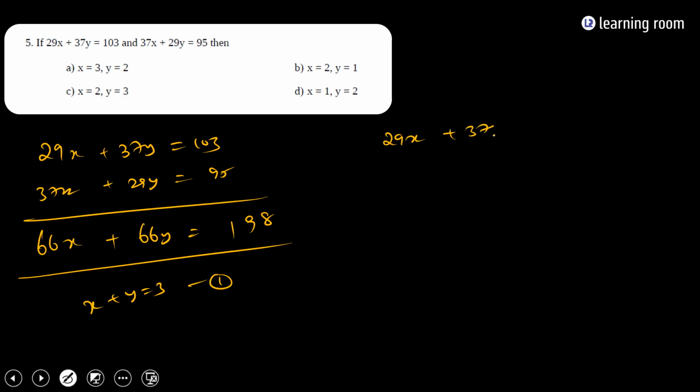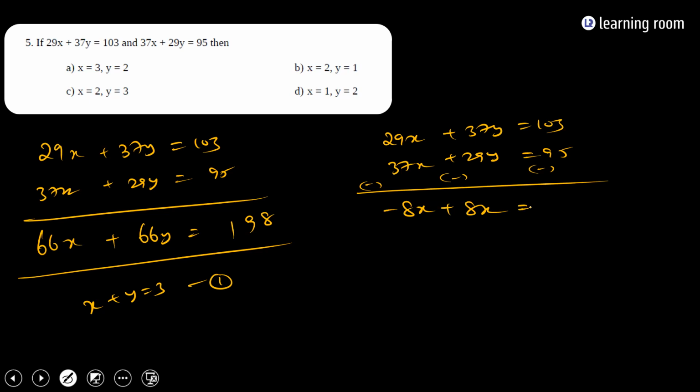Similarly, 29x plus 37y is 103. 37x plus 29y is equal to 95. Subtract both. So 29 minus 37 is minus 8. Minus 8x plus 8y is equal to 103 minus 95. How much is it? 8 only. So x minus y is equal to minus 8.